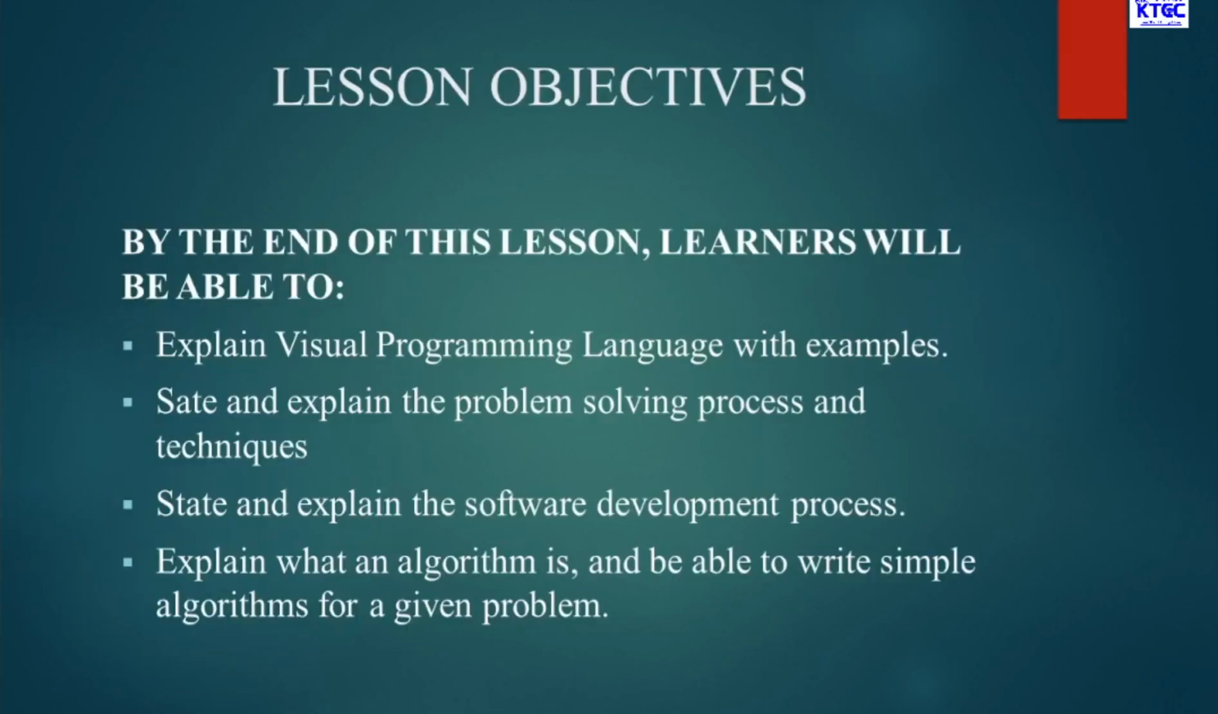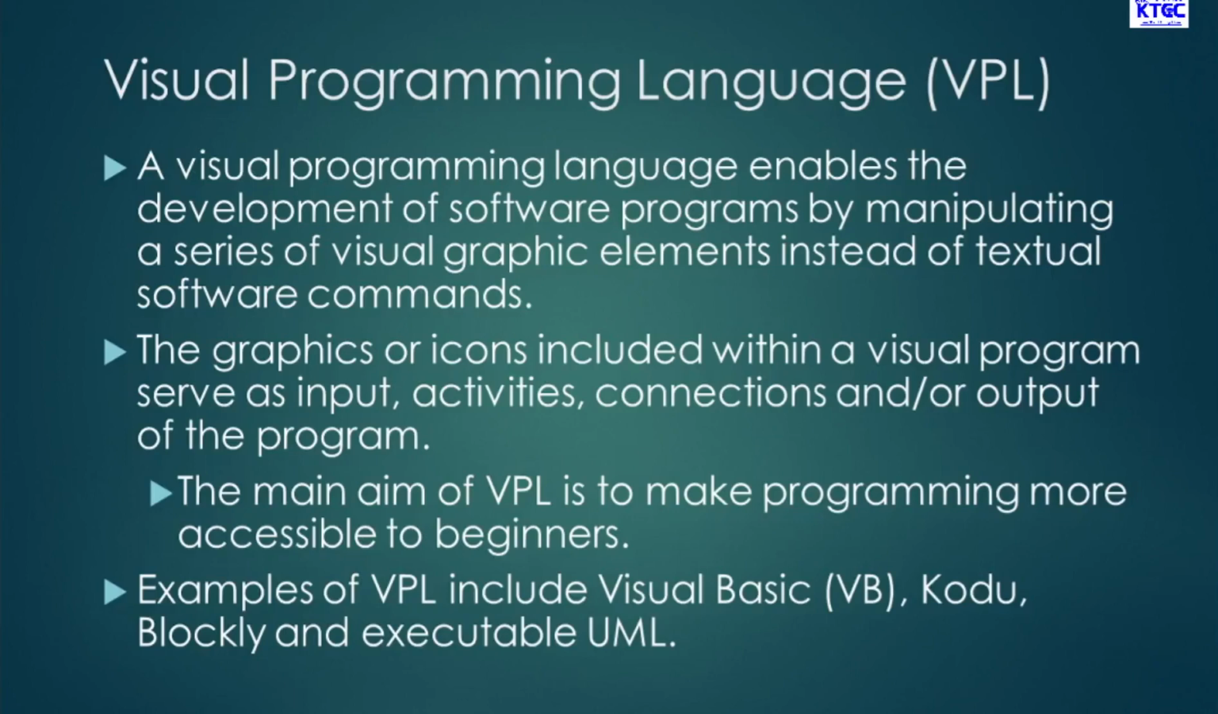But before we do that, let's look at the lesson objectives. So by the end of this lesson, learners will be able to: 1, explain what visual programming language is with examples. 2, state and explain the problem-solving process and techniques. 3, state and explain the software development process. And finally, 4, explain what an algorithm is and be able to write sample algorithms for a given problem. So these are the objectives for this lesson 2. So let's dive right into what we have.